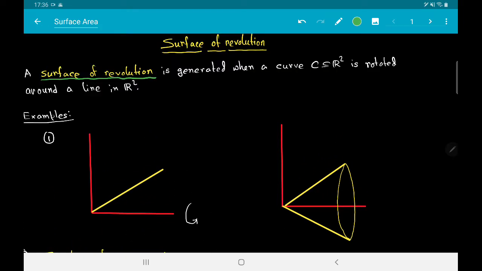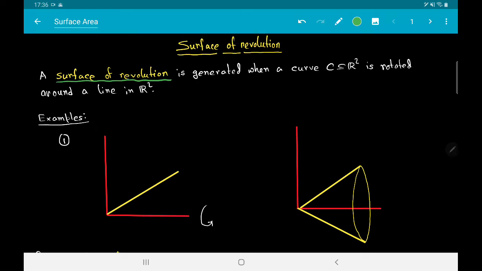First let me give you a formal definition. A surface of revolution is generated when a curve C, a planar curve C, is rotated around a line in the same plane. So this R2 is going to be the same R2.